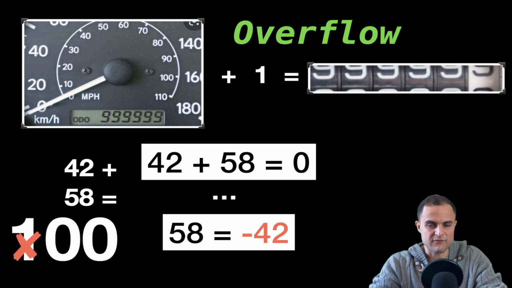Let's go into algebra, very basic algebra, algebra 101. 42 plus 58 is equal to 0. What does it mean? Well, it means that 58 is equal to minus 42 in our specific case, in the case in which we are dealing with a mechanical odometer and not with normal integers. Wait. So that 58 is not 58 elements? No, it is not. In this case, it is the value minus 42. Because 42 plus this symbol, this specific value, is equal to 0.